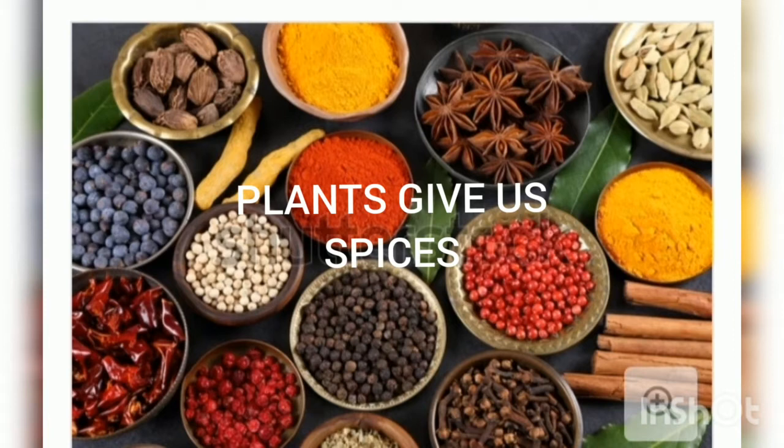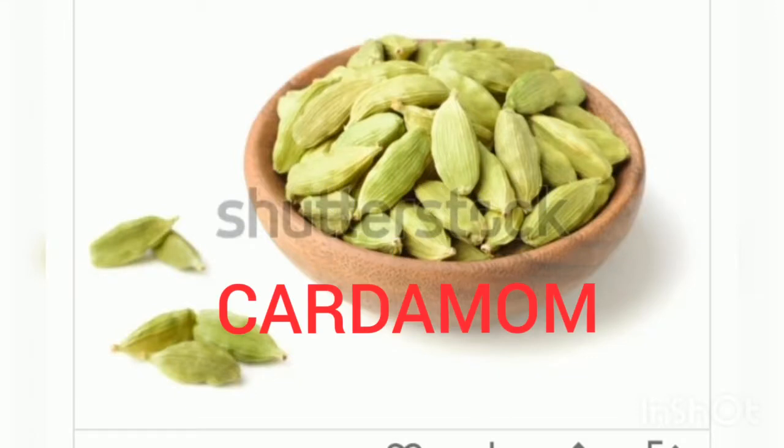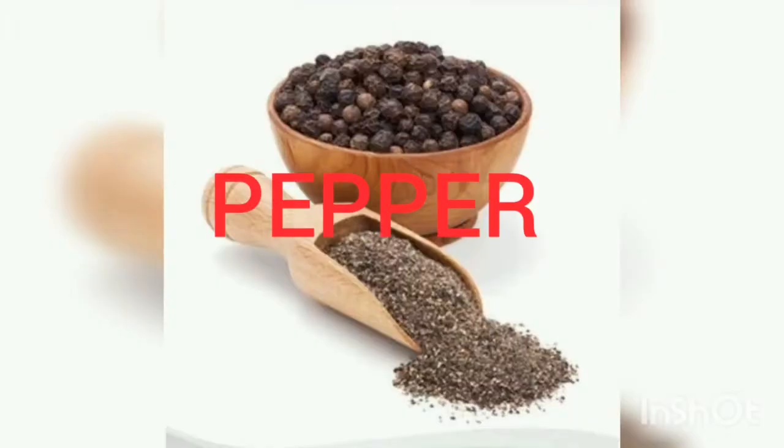The first example is cardamom. It is a dry fruit of the plant. Cardamom spelling is C-A-R-D-A-M-O-M. It is elakkai in Tamil. For flavor and taste, we are preparing sweet things, and to that we are adding cardamom.